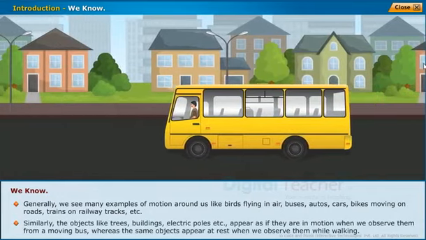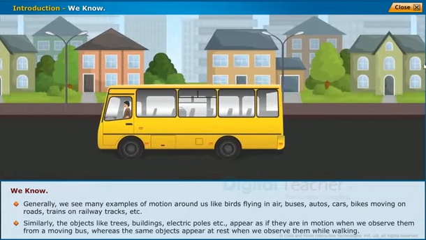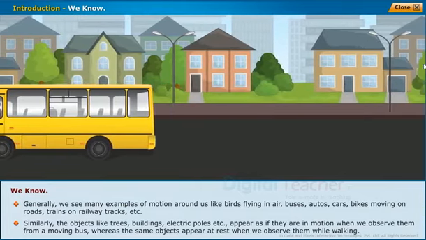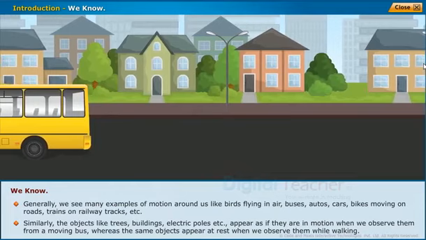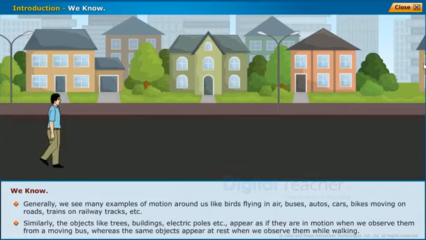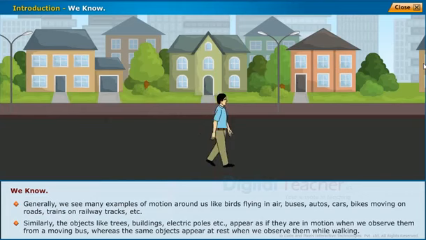Similarly, the objects like trees, buildings, electric poles, etc. appear as if they are in motion when we observe them from a moving bus, whereas the same objects appear at rest when we observe them while walking.